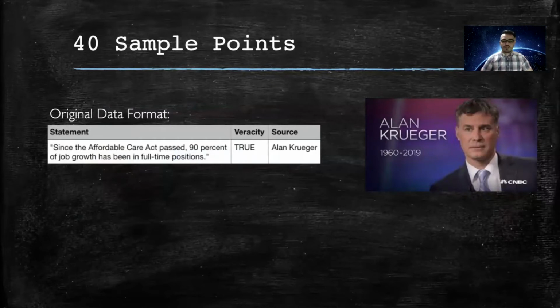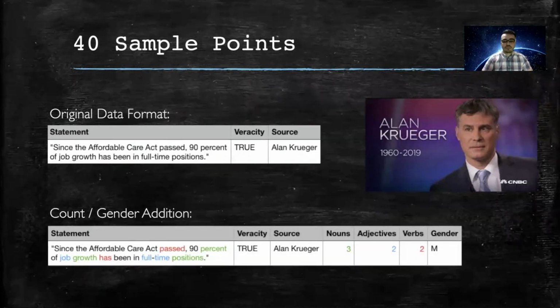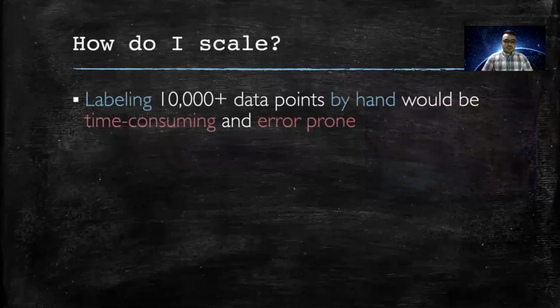So this is the original format of the data. And what I wanted to add to this was a count of the number of adjectives, nouns, and verbs. So I had to actually label that data like this. And I got the gender looking at Wikipedia and checking out pictures. So that was really cute, and the results were interesting from just 40 samples.